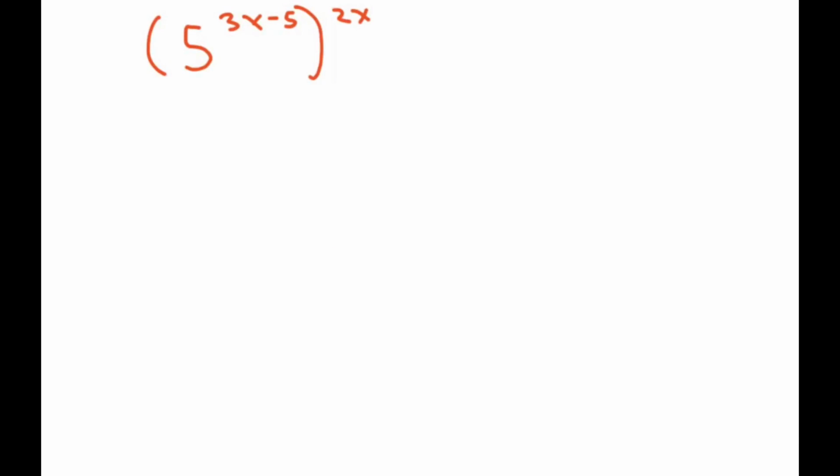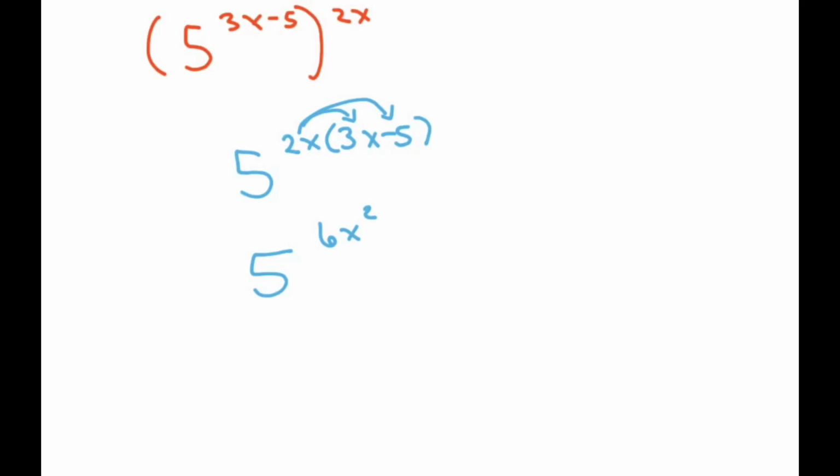And our last one is here. This one's pretty easy. It's just your power property. So I'm going to go ahead and write the 2x first times 3x minus 5. And you just distribute here. You get 5 to the 6x squared minus 10x. I can factor out a 2x, and that would give you 3x minus 5.